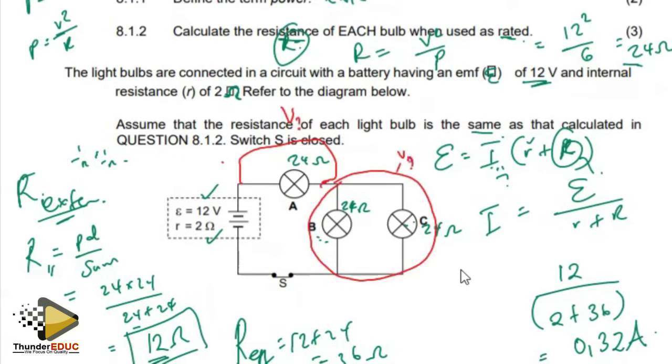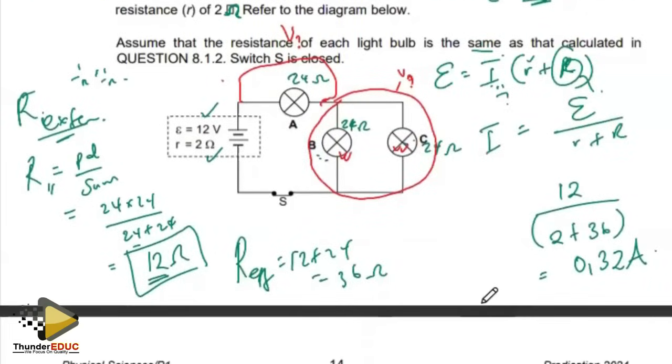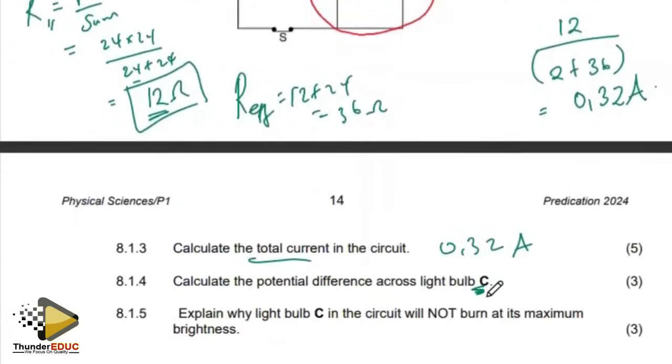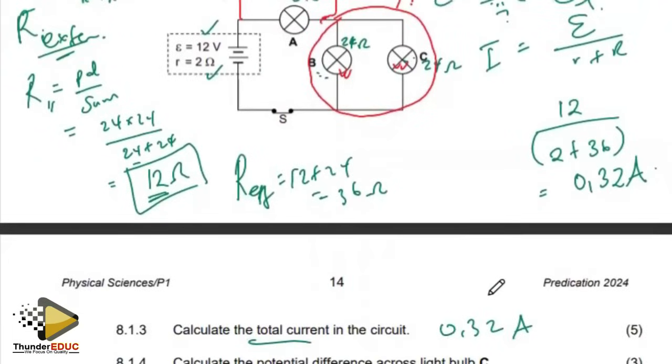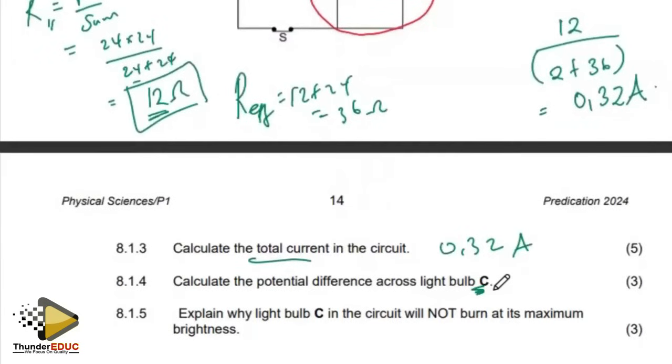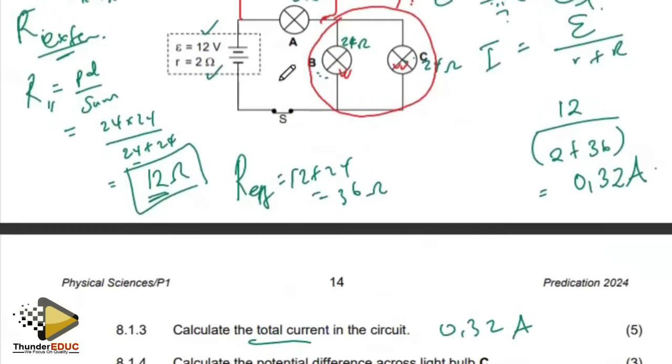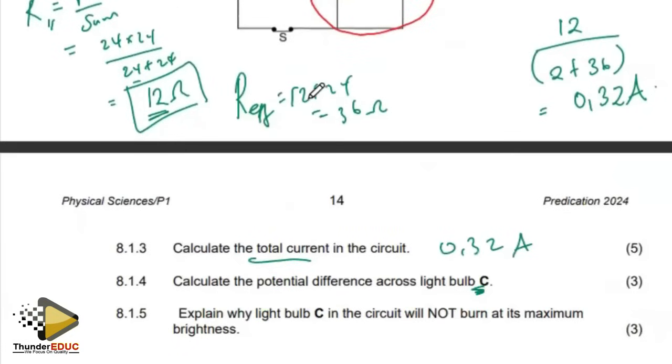But the voltage of B is going to be the same as the voltage of C. So I'll start by getting the voltage across. How many marks is it? It's 3 marks. Let me get the voltage across the A. Okay, so we know that the voltage, I'll say V, is equal to IR.